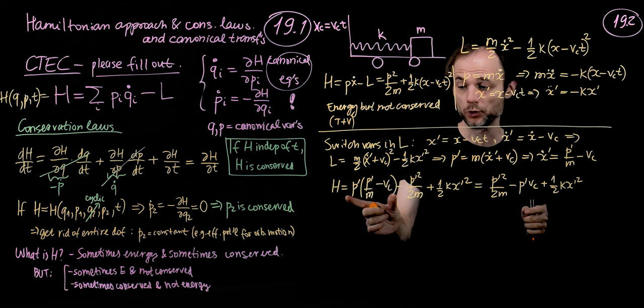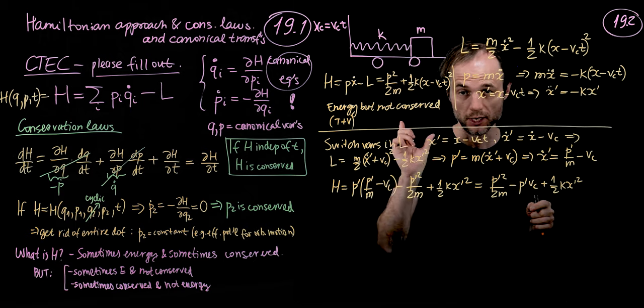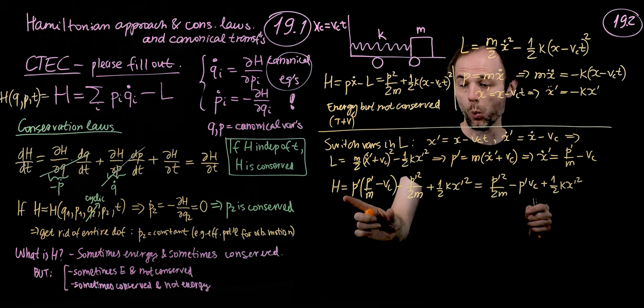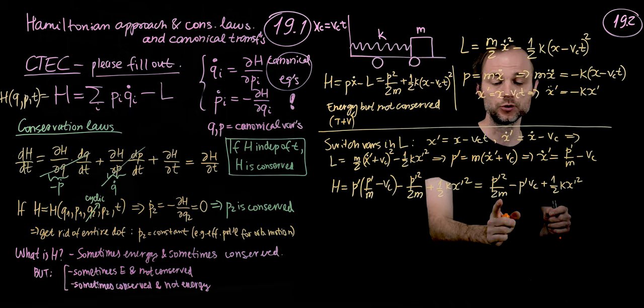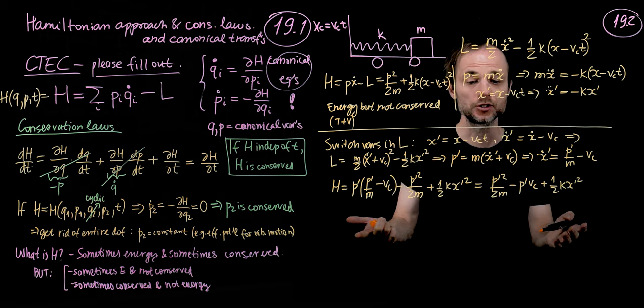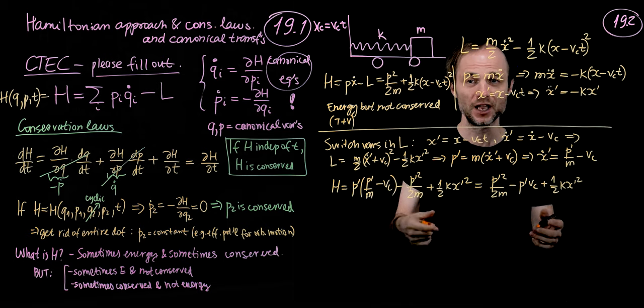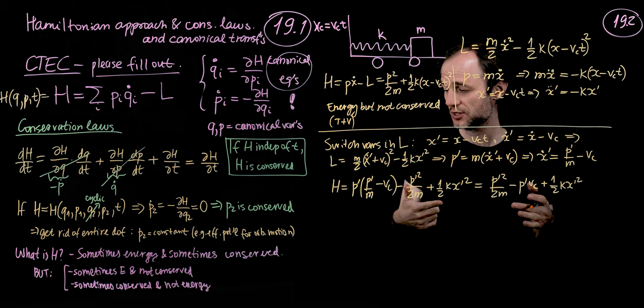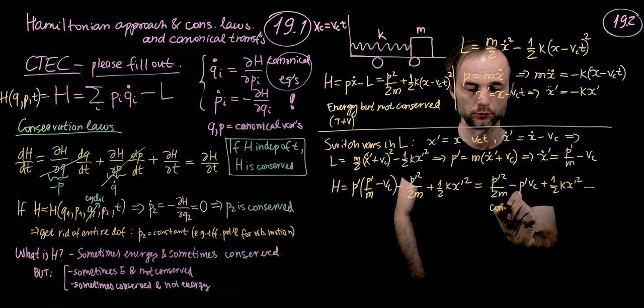So when we compute the Hamiltonian using the regular approach, we are going to find that it reduces to something that is conserved. It's not dependent on time, therefore the Hamiltonian is conserved, but it is not energy. This is energy with respect to the cart.